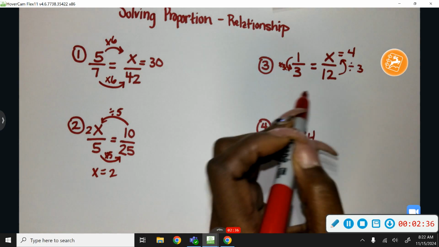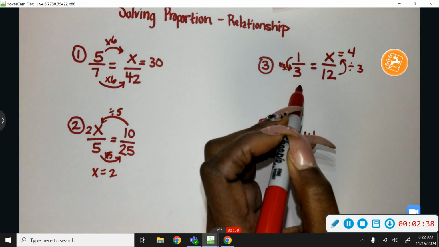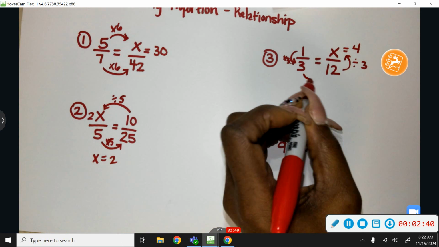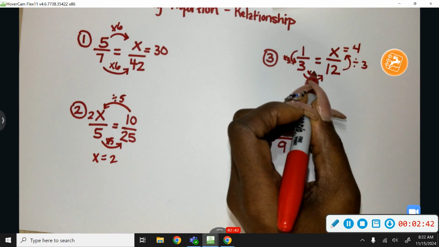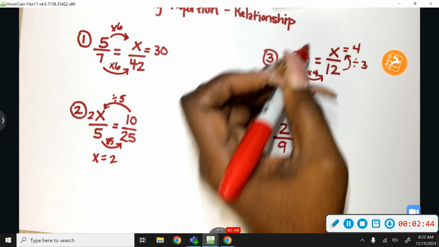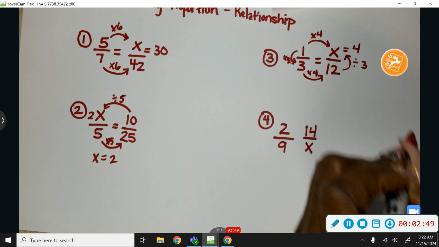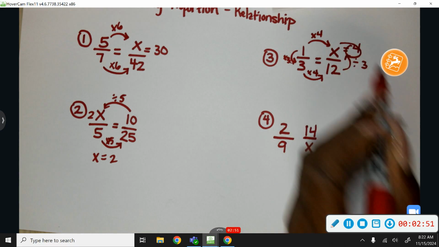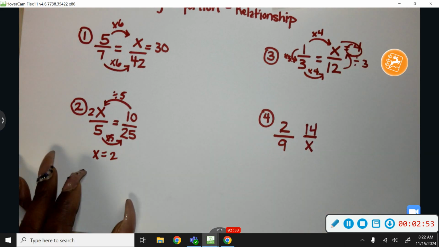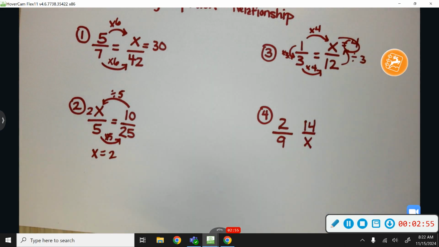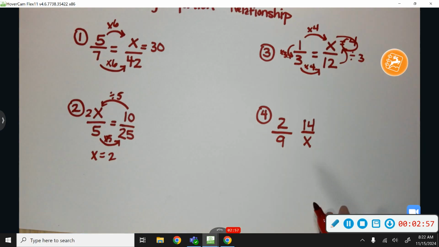Let's look at it with the other relationship, and let's see if we get the same answer to check. If I go 3 times 4, that gives me 12. Whatever I do to the bottom, I also do to the top. And 1 times 4 gives me 4. So again, we have that same answer. Let's look at one more, and then I'll leave you a few to practice on.